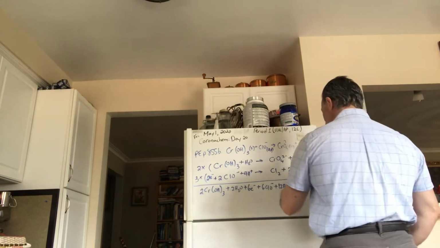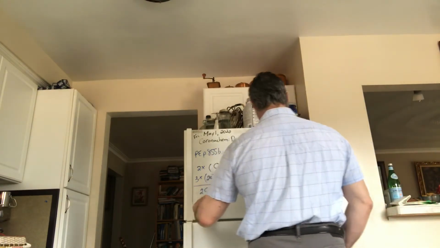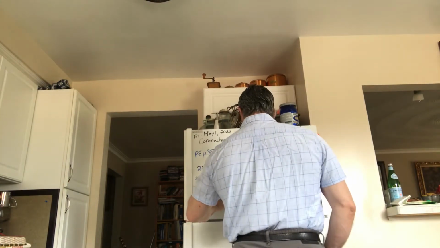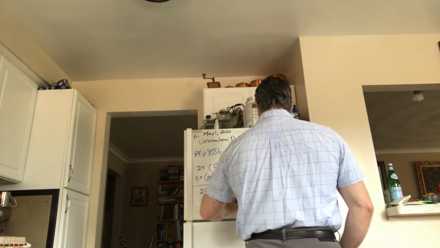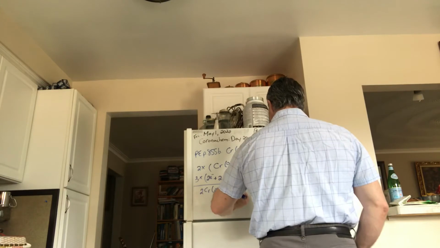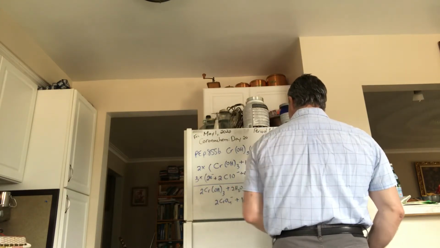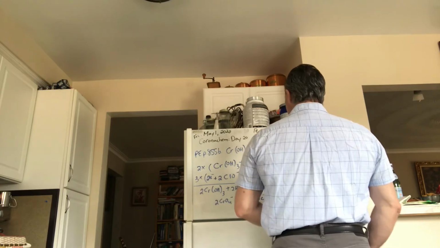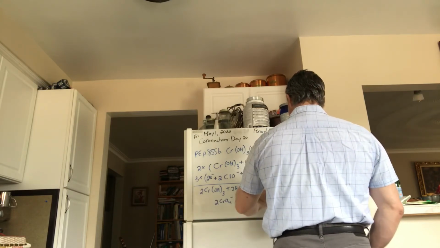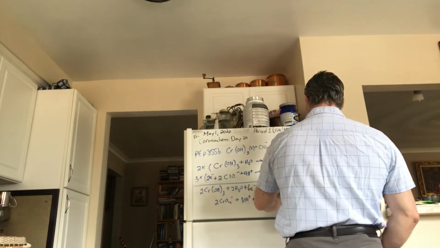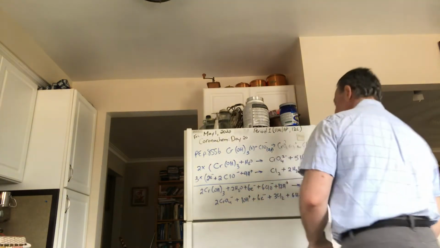Now for the right side, I'm going to have to stagger it because there's not enough room on the fridge. 2 times chromate gives you 2 chromates, plus 2 times 5 hydrogens gives you 10 hydrogens, plus 2 times 3 electrons gives you 6 electrons, plus 3 chlorines, plus 6 waters. So there's your balanced equation.